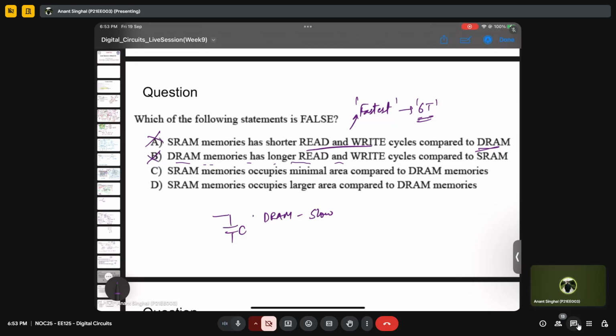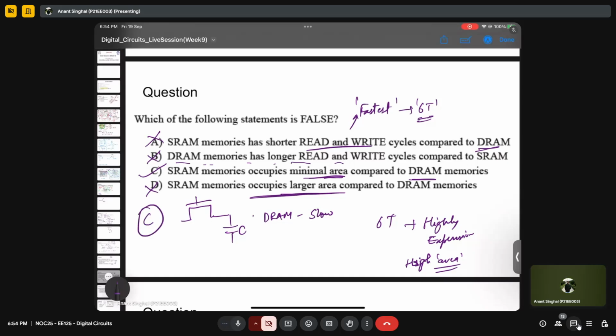Now the next statement is SRAM memories occupies minimal area compared to DRAM. DRAM only has one transistor, whereas SRAM has six transistors. So it is highly expensive also, and we can say high area occupation. So this statement should be false, and the correct answer would be option C. The only false statement in this is option C.